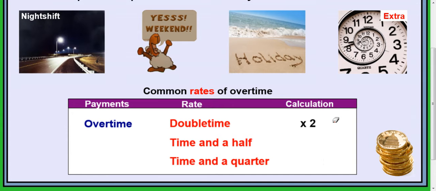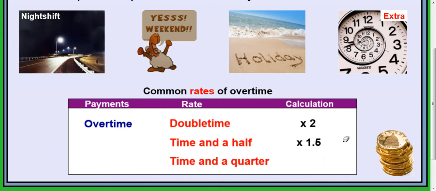For time and a half calculation, that's not as good as double time. That means you get what you normally get plus a half extra. So say for example you were getting £8 an hour. Now you would get not double that, but that plus a half. So 8 plus a half would be 8 add 4, which is 12. Now the easy way to get the answer is to multiply by 1.5. If you do 8 times 1.5 you'll get 12, and that will calculate your rate for time and a half.